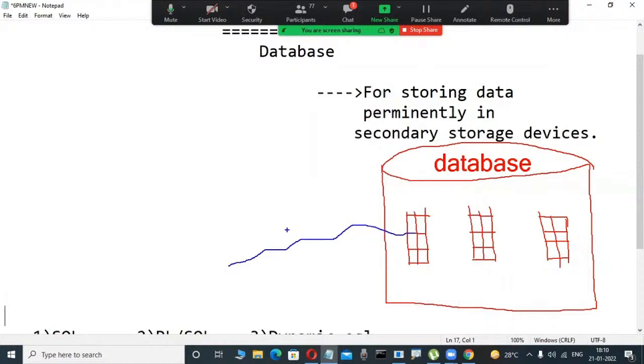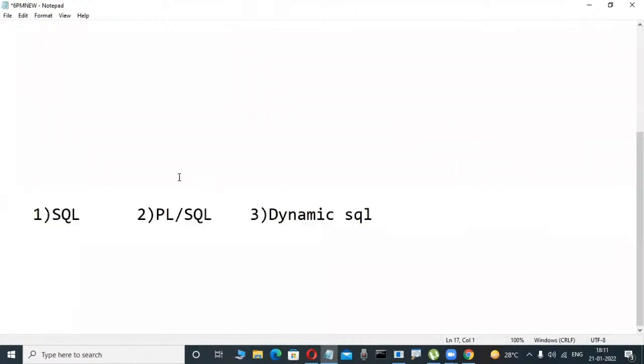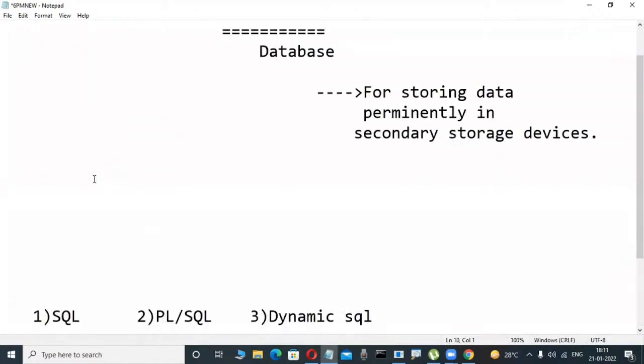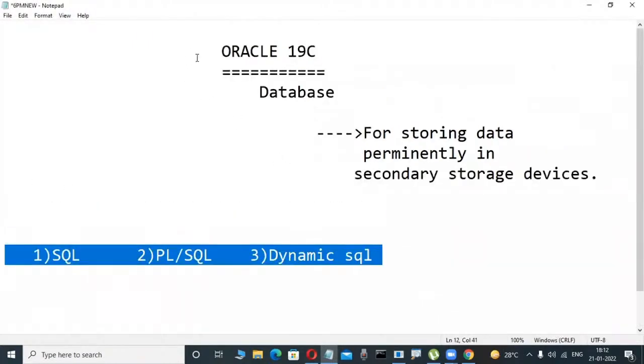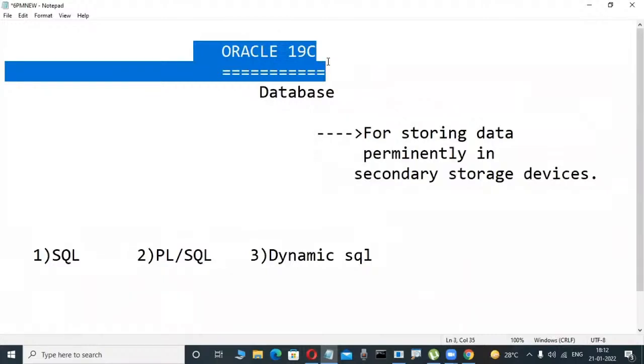We operate on this data using SQL, the structured query language. Yesterday I told you this much, only a small thing. If you want to operate this Oracle software, we use SQL, structured query language. Another language is PL/SQL, procedural language extension for SQL. Another language is dynamic SQL. Through these three languages, we operate this Oracle software in your companies.